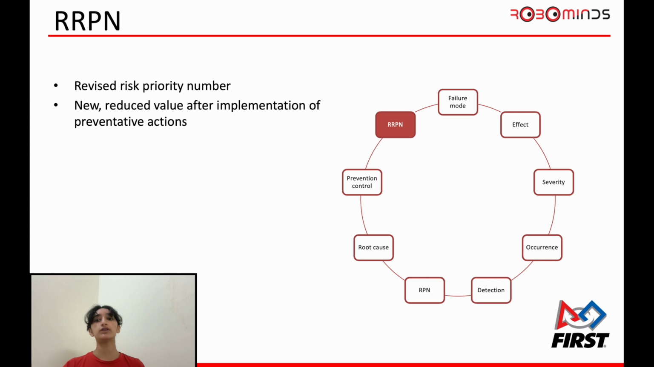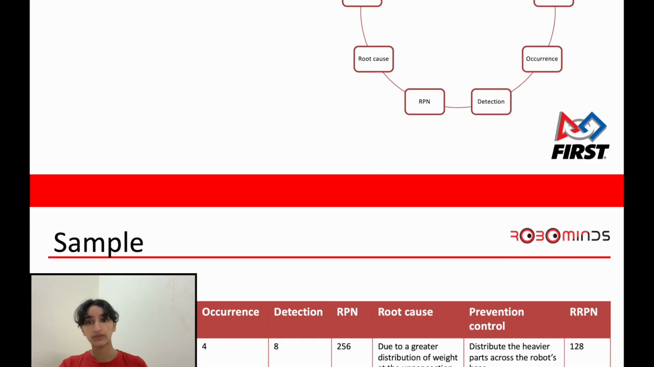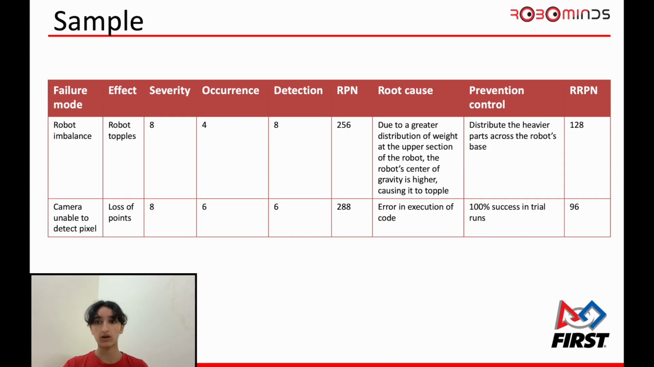And after you do this, you will again calculate your RPN. You will have new severity, occurrence and detection values, and you will calculate the revised RPN, which is your revised risk priority number. It's a reduced value after the implementation of the preventative actions. And this is a sample of a hardware and a software failure mode. So I can quickly go through the example.